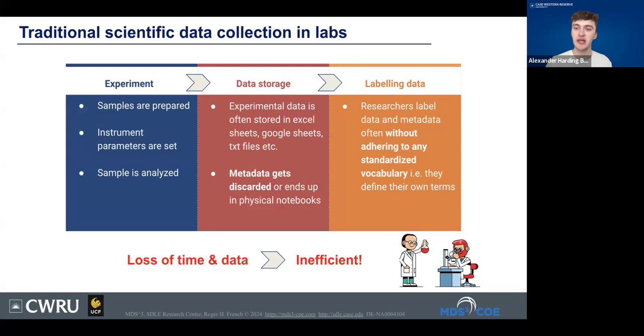Additionally, researchers label this experimental data and metadata often without adhering to any standardized vocabulary, which essentially means that they define their own terms. This leads to a loss of time because researchers that aren't directly involved in the experiment must communicate with other researchers who were involved in order to understand the labels. And in some cases, the data might even be deemed unusable because the labels are impossible to decipher or understand. And this is clearly very time inefficient.